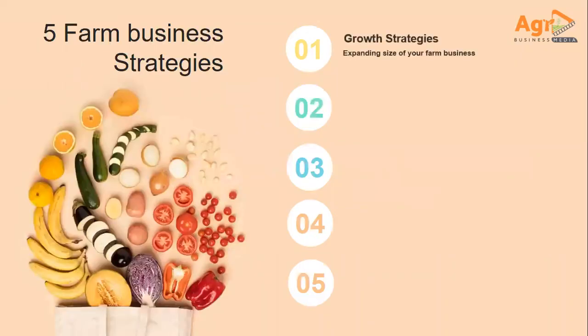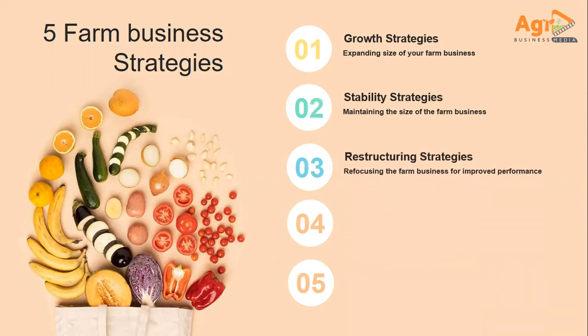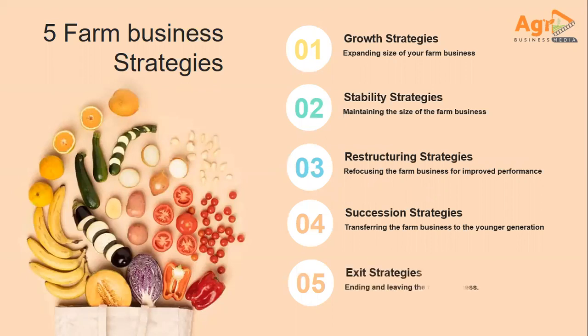So the first one is growth strategy, a strategy that will help you to expand the size of your farm business operation. We will also discuss how to make your farm business stable, that is maintaining the size of your farm business. We will discuss how to restructure your farm so that you can refocus and improve your farm business performance. The fourth strategy that we are going to discuss is succession, how you can transfer your farm business to the younger generation. And lastly, we will talk about exit strategies.